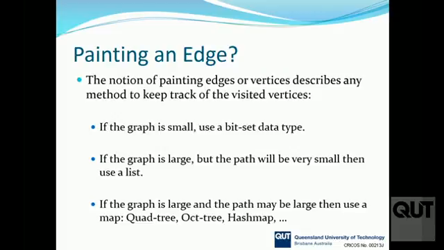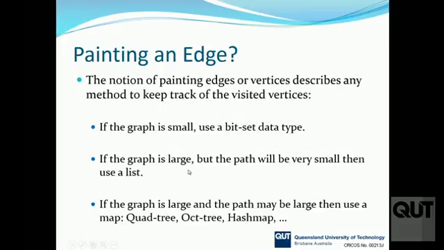All right, so painting an edge, what does that mean in terms of software? So there are different ways that we can do that, and each different method has its own benefits. So the notion of painting edges or vertices describes any method to keep track of visited nodes. Okay, so if the graph is something really small, say it's only got a couple of hundred nodes in it, you could just use a bit set, or even if it had like 1,000 nodes, you could use a bit set just to indicate that a node has already been visited.